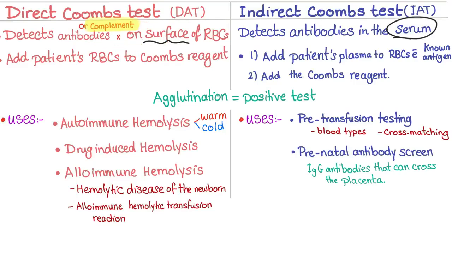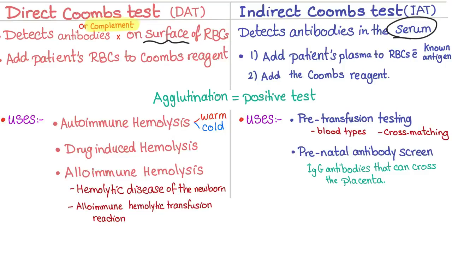Okay, the steps of the test. Direct Coombs test has only one stage. You add RBCs from the patient to the Coombs reagent. What's the Coombs reagent? Antibodies to human globulin. Could be antibodies to IgM, IgG, or complement.